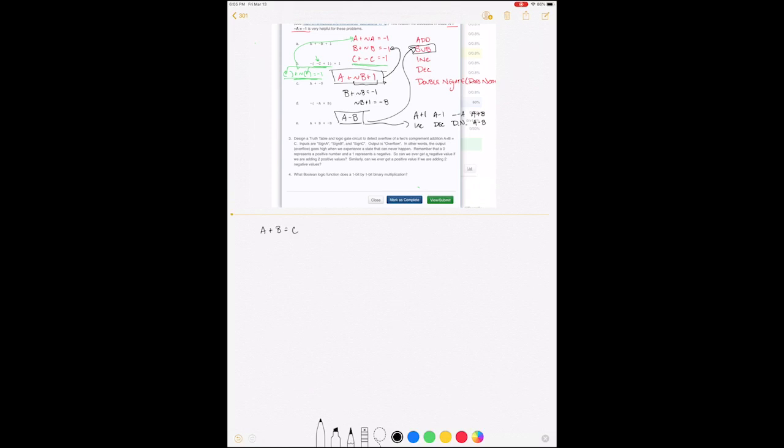In other words, the output overflow goes high when we experience the state that can never happen. Remember that a 0 represents a positive number and a 1 represents a negative number, so let's write that down. 0 is equal to positive numbers and 1 is equal to negative numbers. So we can never get a negative value if we are adding two positive values. Similarly, we can never get a positive value if we are adding two negative values. So that last part is just talking a little bit about what overflow is. So let me explain that first before we dive into this one.